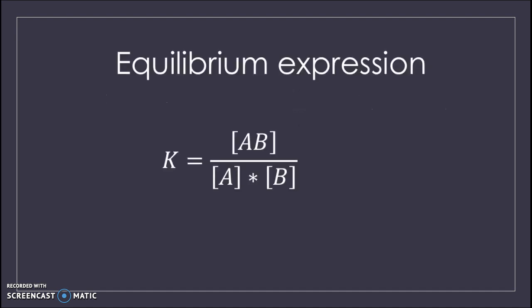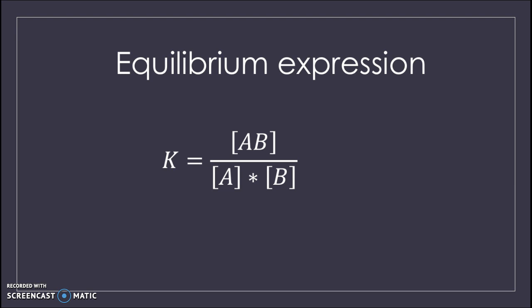The equation that is used in calculating the equilibrium constant looks like this. K is equal to the concentration of products to the power of the coefficients divided by the concentration of the reactants to the power of their coefficients.